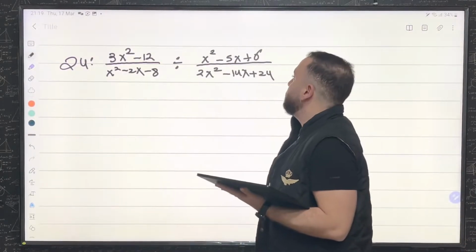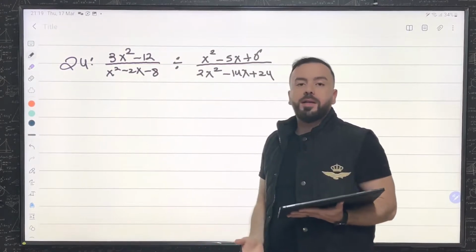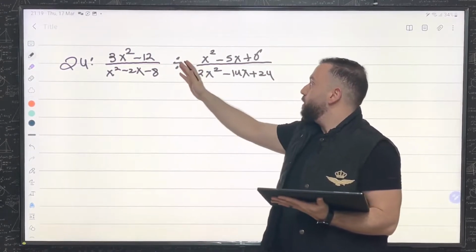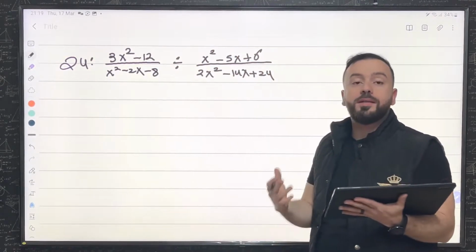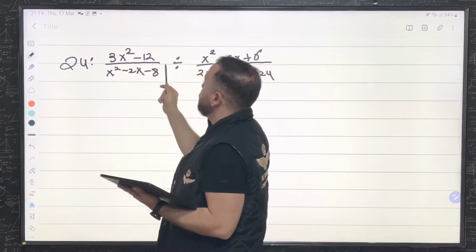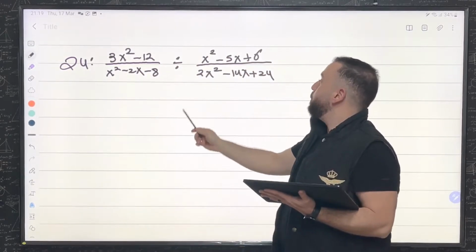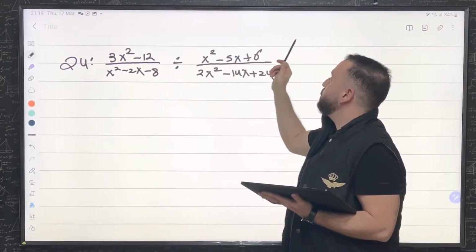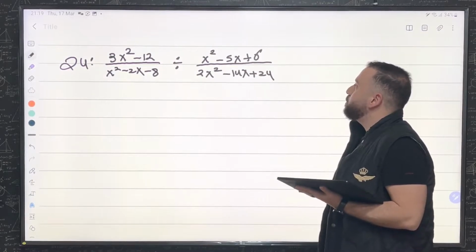So I want to get the answer of solving this. Simplify it and tell me the answer of dividing this rational function over this rational function. How to get the answer? The first thing, I have 3x squared minus 12 over x squared minus 2x minus 8, divided by x squared minus 5x plus 6 all over 2x squared minus 14x plus 24.